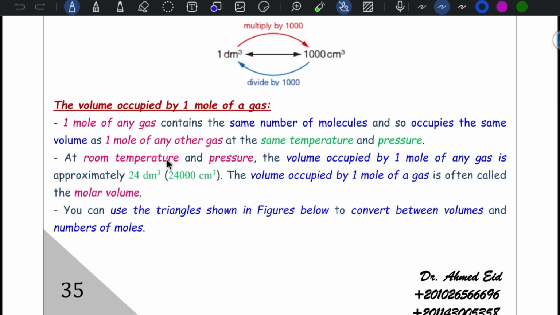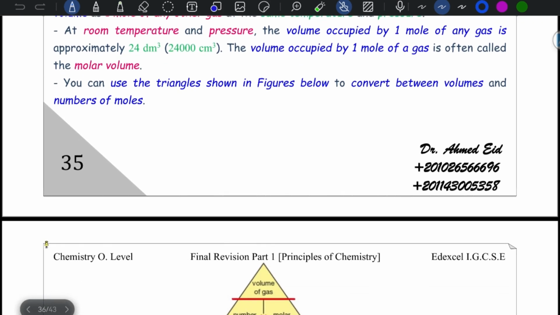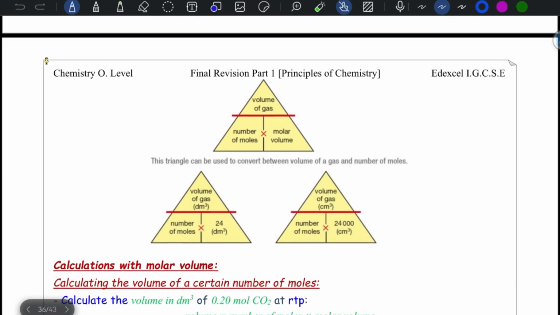At room temperature, we'll talk about room temperature and pressure. The volume occupied by 1 mole of any gas is 24 cubic decimeter or 24,000 cubic centimeter. So the volume occupied by 1 mole of gas is called molar volume. And here you can also use a triangle to convert between volumes and number of moles of gases.